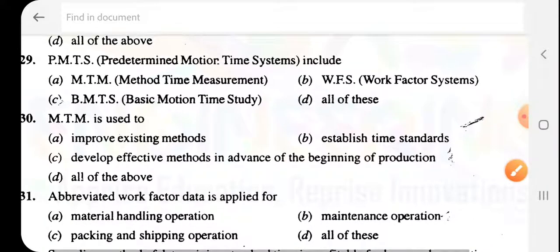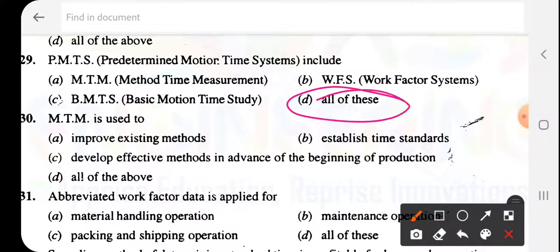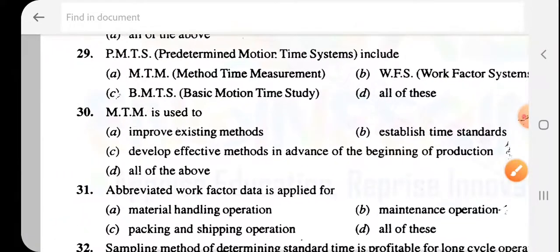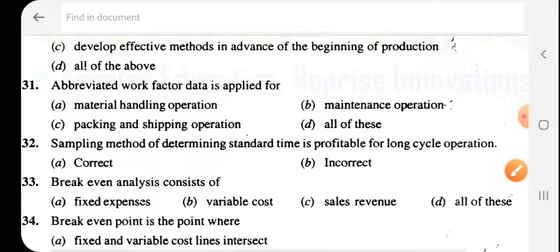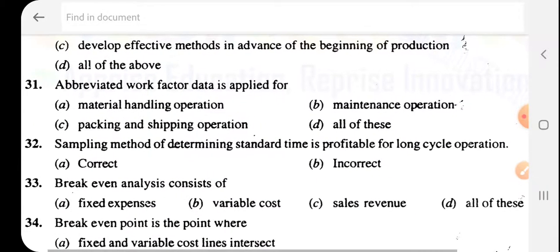PMTS, predetermined motion time system, includes D, all of the above. All of these will be included. MTM is used to. MTM means method time measurement, that will include 30. This one also is D, all of the above: improving existing methods, establishing time standards, developing the effective method in advance of the beginning of production. Next, 31.